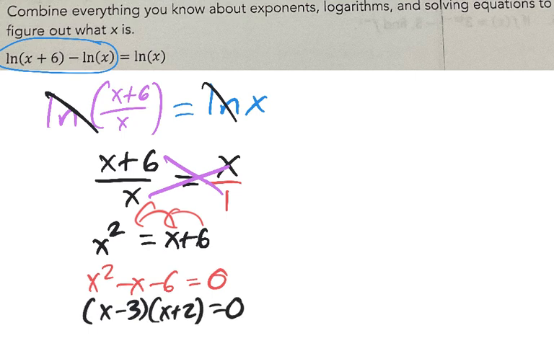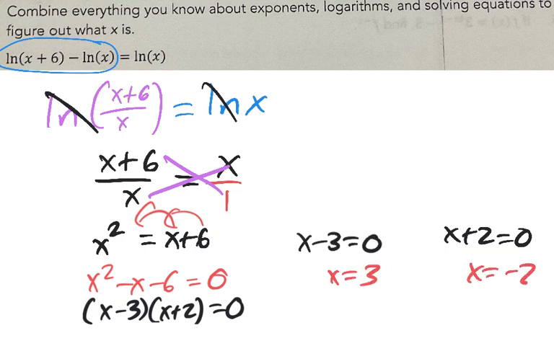Let's calm down. Let's slow our roll. So 2 things multiply to be 0. This means either the first thing is 0 or the second thing is 0. So x could equal 3 or x could equal negative 2. But it can't be both. It could be. Or it could be neither.